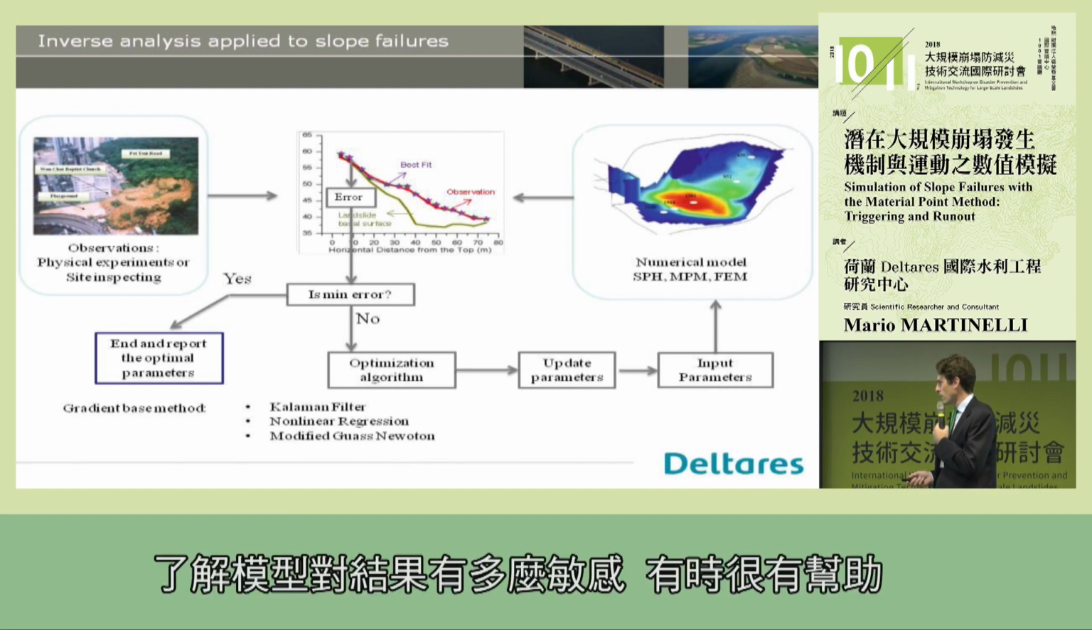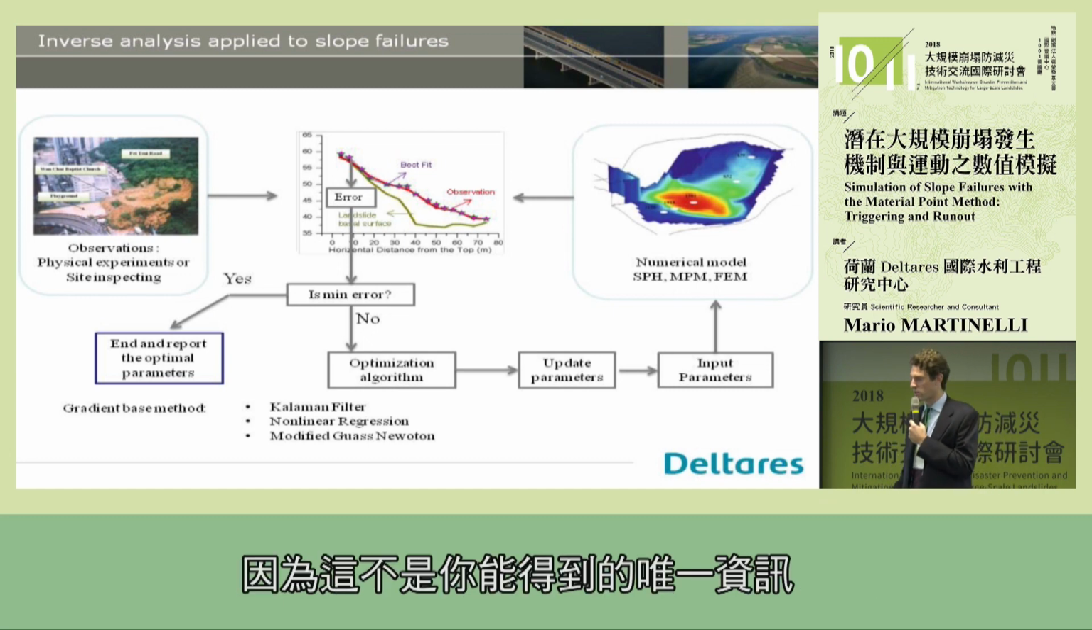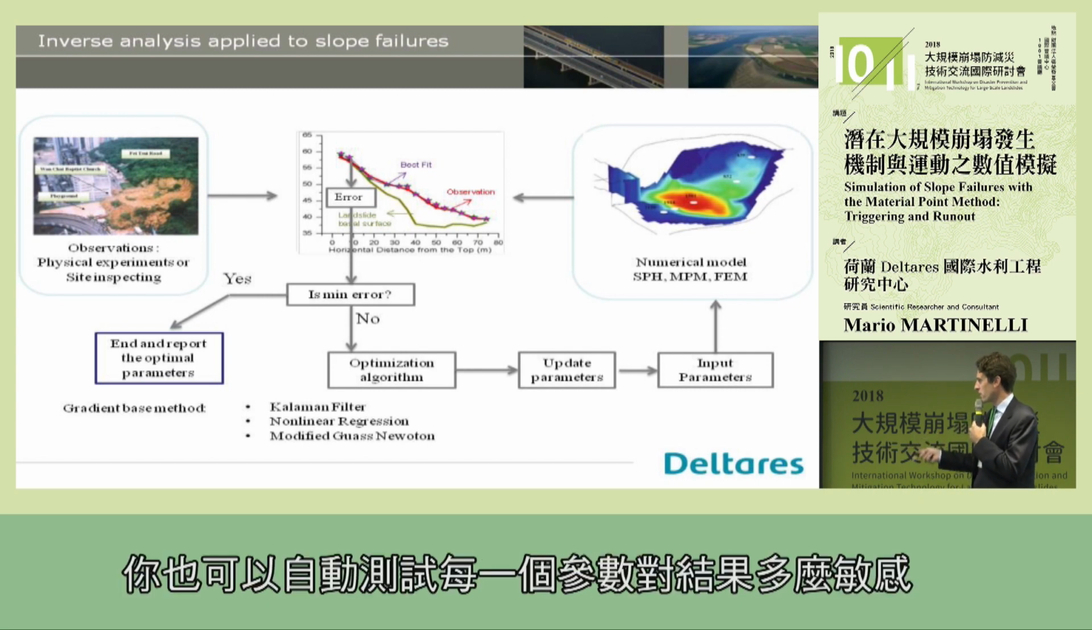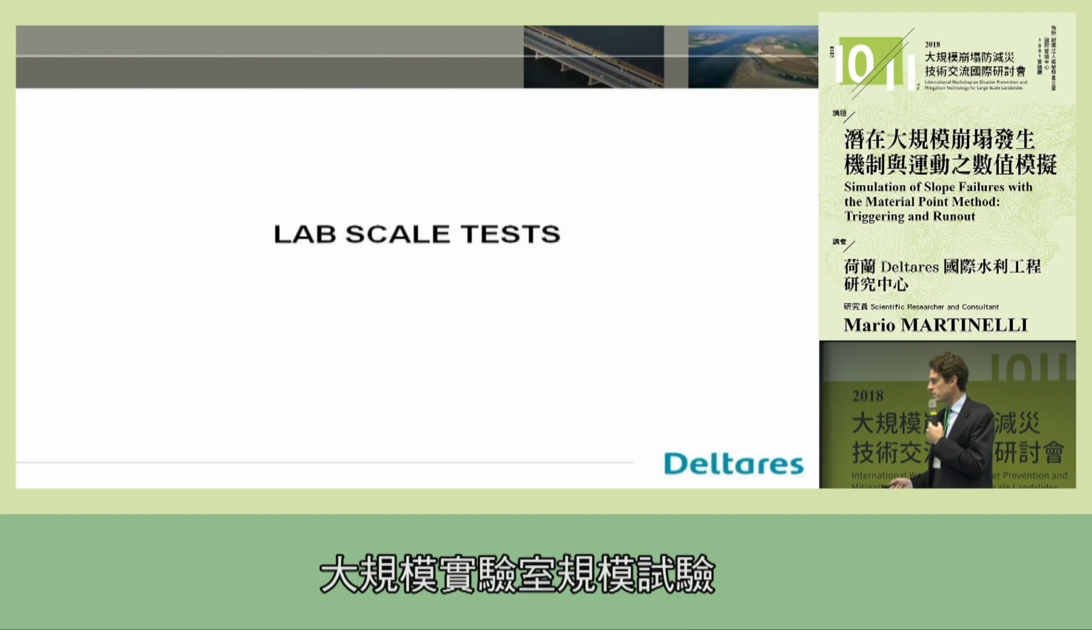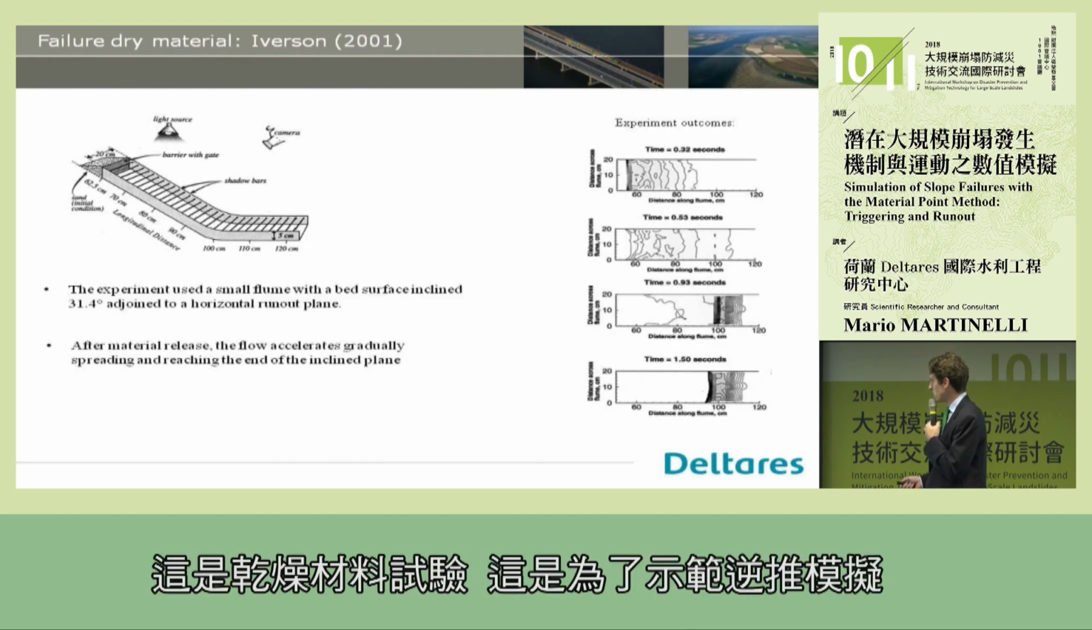And that sometimes is very helpful to understand how sensitive your model is on the results, because this is not the only information you can get, but you can also do an automatic test of how sensitive each parameter is on the results. I'm showing a couple of examples before going into the large-scale test. But first, a laboratory scale test. This is a lab scale test on a dry material, just to show how this inverse modeling works.